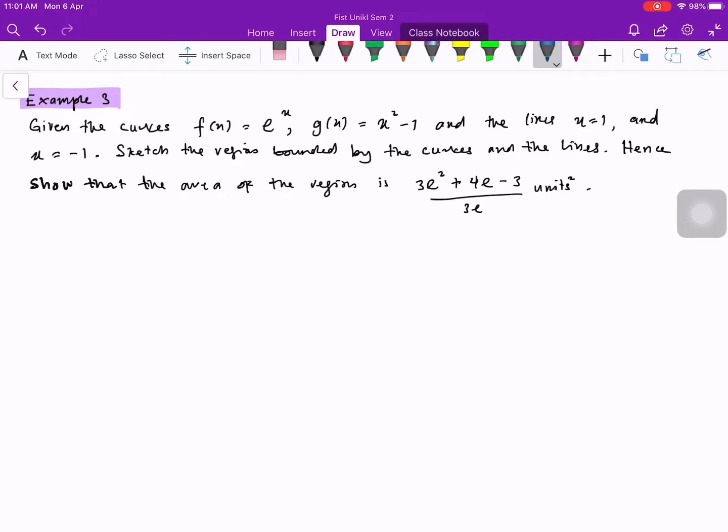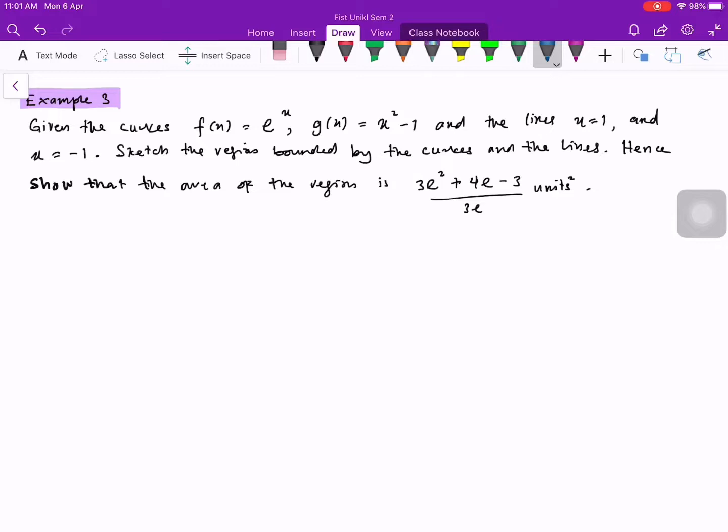Now let's discuss example 3. Given the curves f(x) equals e to the power of x, and g(x) equals x squared minus 1, and the lines x equals 1 and x equals minus 1. Sketch the region bounded by the curves and the lines, hence show that the area of the region is (3e squared plus 4e minus 3) over 3e unit squared.